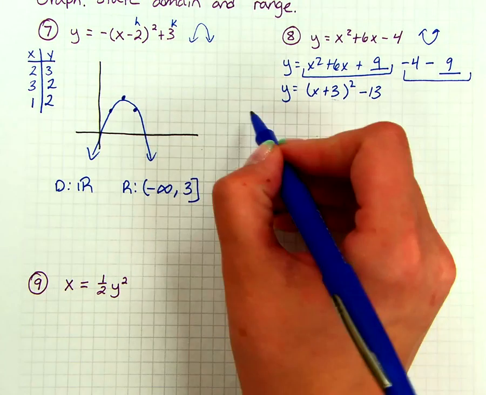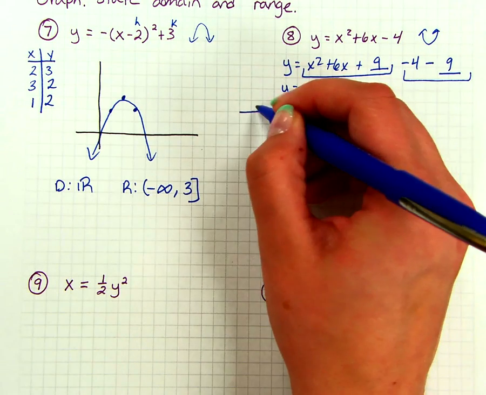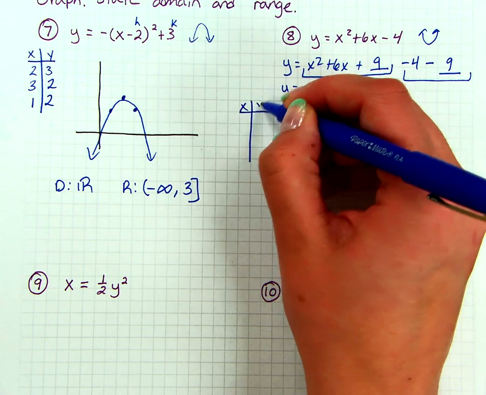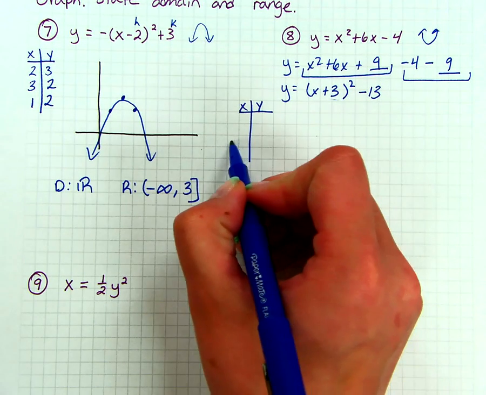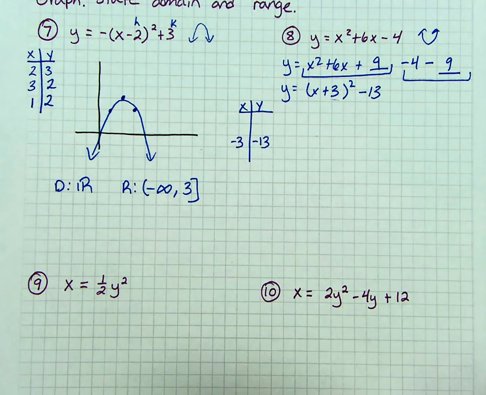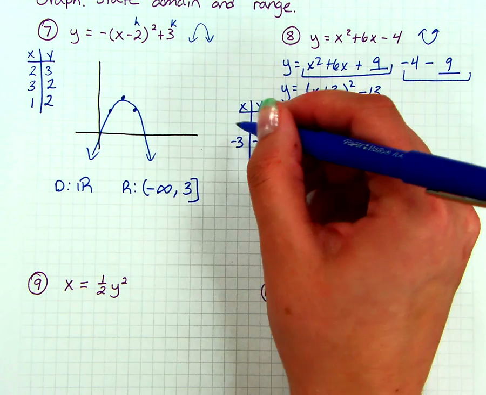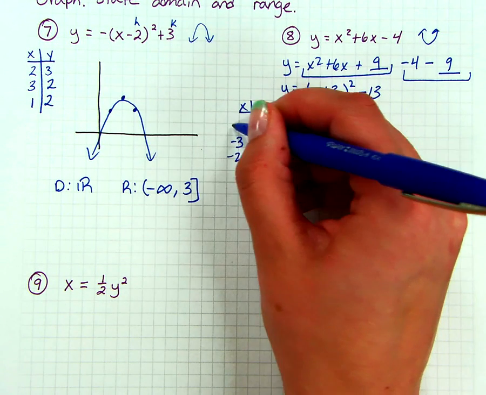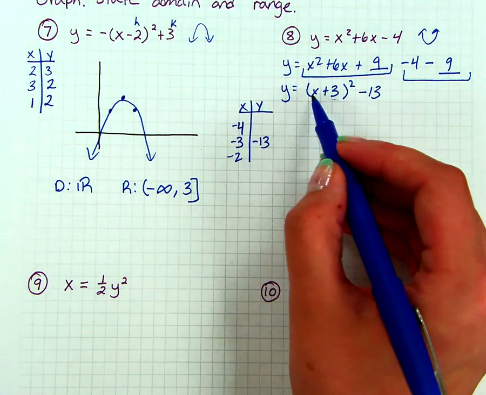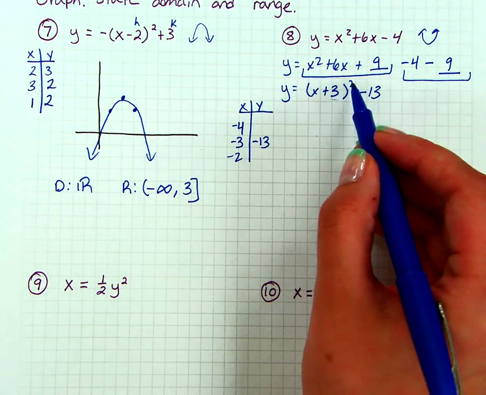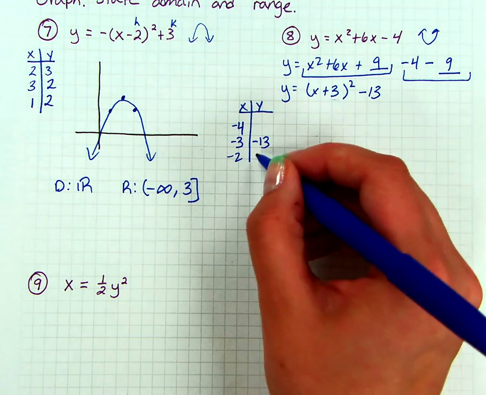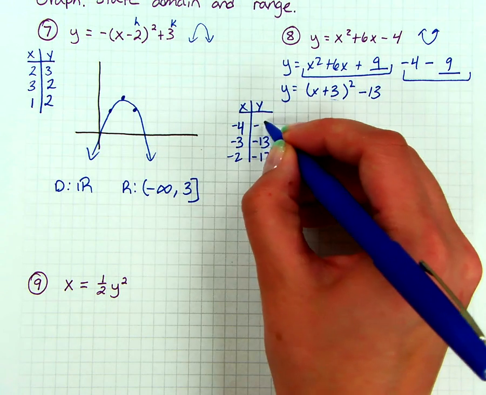So now that we have that, we're going to make our t-chart. Okay, so the vertex is negative 3, negative 13, and I'm going to write that in the middle this time. Again, we're just going to pick a number above and below that. So let's choose negative 2 and negative 4. If we substitute negative 2 in, negative 2 plus 3 is 1. 1 squared is 1. 1 minus 13 is negative 12. And we'll get the same answer for the other one.